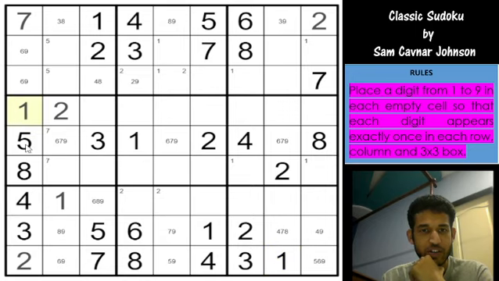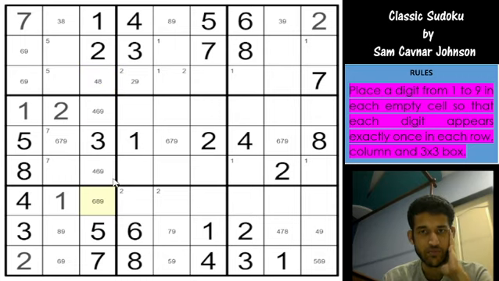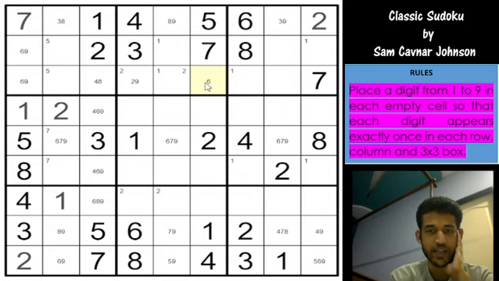So 1, 2, 3, 5 and 8. So these two cells must be 4, 6, 9. You can't have 7 there, so they must be 4, 6 and 9. So 8 is in one of these two cells, okay. 2, 5, 7, 1 and 4. So this cell is 3, 6, 8, 9. Can't be 3, so this must be 6, 8 and 9.